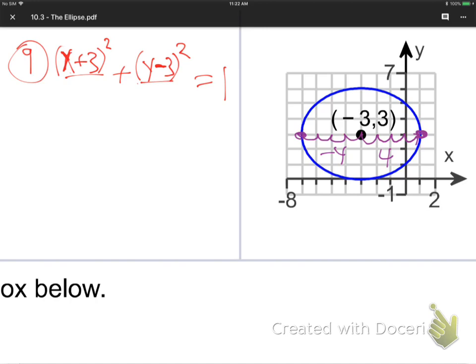So where does that go? 4 squared is going to go where? Under what? X or Y? Because it's right left, it's got to go under X. Does that make sense? Whatever's right left has to be X. Up down has to be Y.